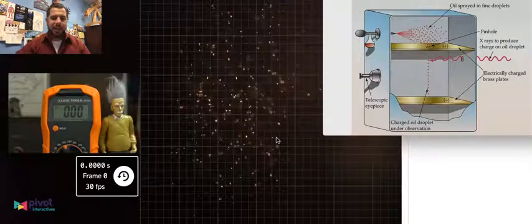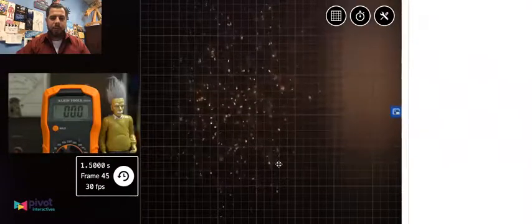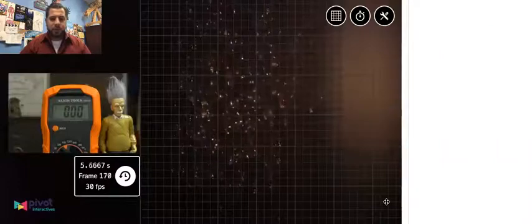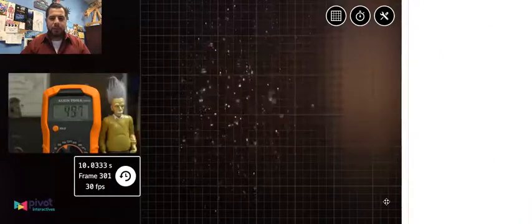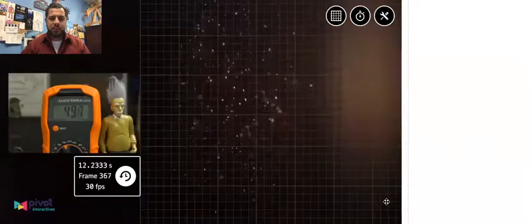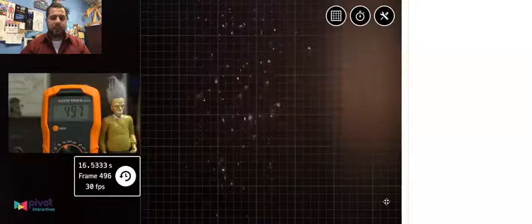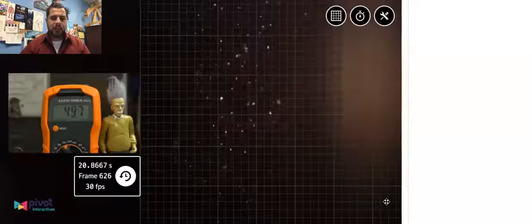So what you're going to see as I run the experiment is that without voltage being applied, the droplets fall straight down due to gravity. Once the voltage is turned on and the plates become charged, you can see that they change direction and in some cases hover. And based on this effect, we're able to calculate the two forces and then the charge.